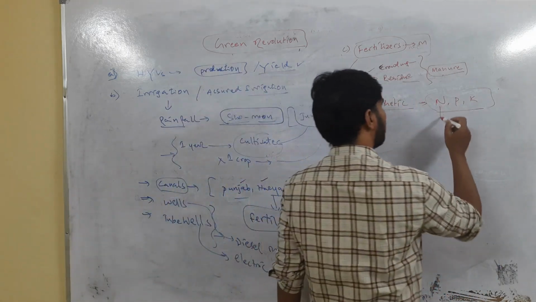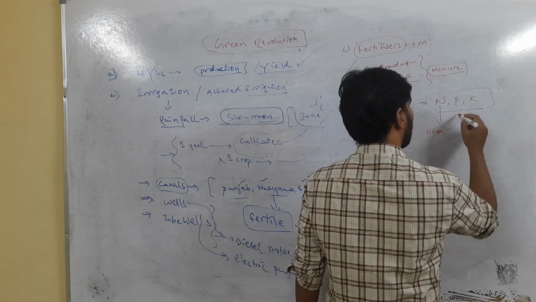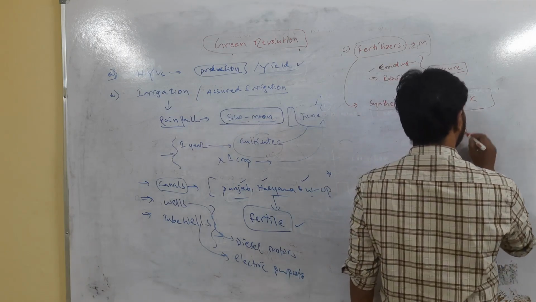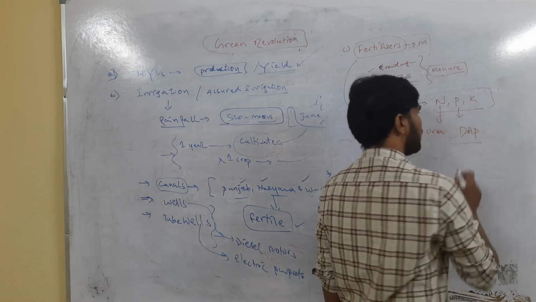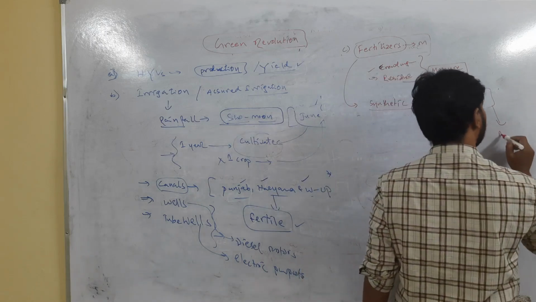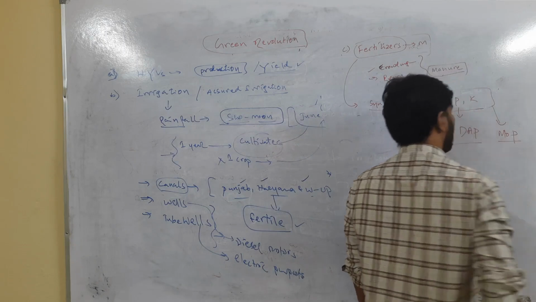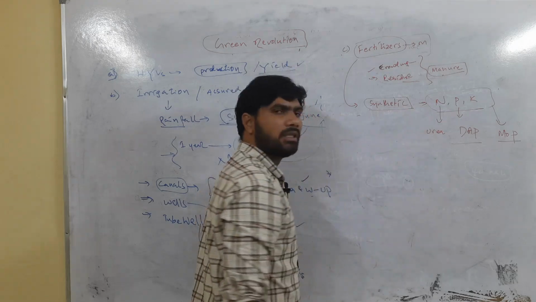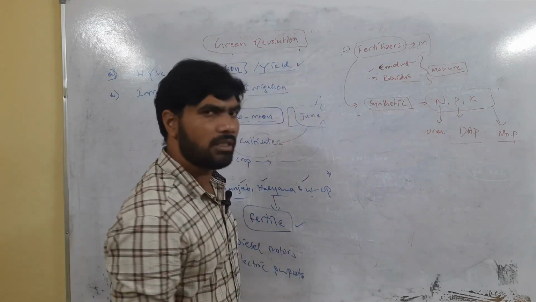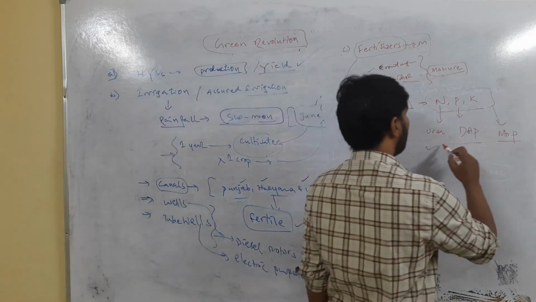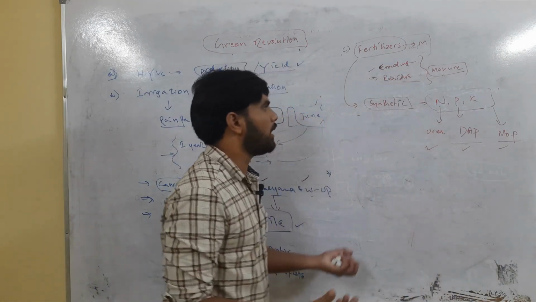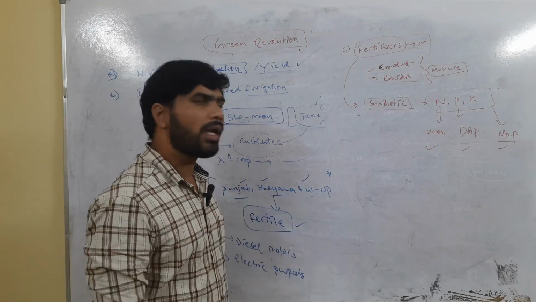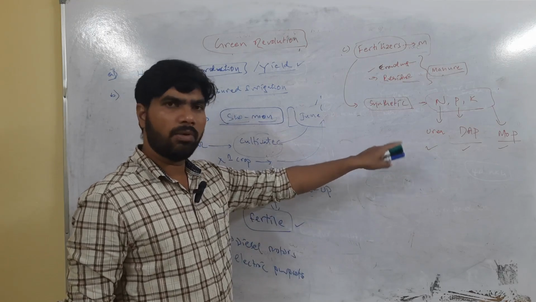For nitrogen we use urea. For increasing phosphorus we use diammonium phosphate, DAP. Then for giving potash we use MOP, muriate of potash. These are the 3 basic fertilizers that have been prepared artificially in fertilizer factories, and they have been supplied to the farmers. So farmers started applying these synthetic fertilizers on their fields. Basically these are the 3 major important fertilizers.